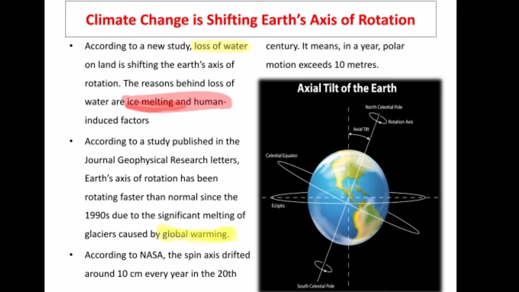Because the glaciers in the North Pole and South Pole, when they melt, become water, the mass over there is changing, as solid content is changing into liquid. The weightage of this place is getting reduced, so the movement is changing. The rotational axis is changing. NASA has said the spin axis drifted around 10 centimeters every year in the 20th century. We are in the 21st century, and still we are facing this.